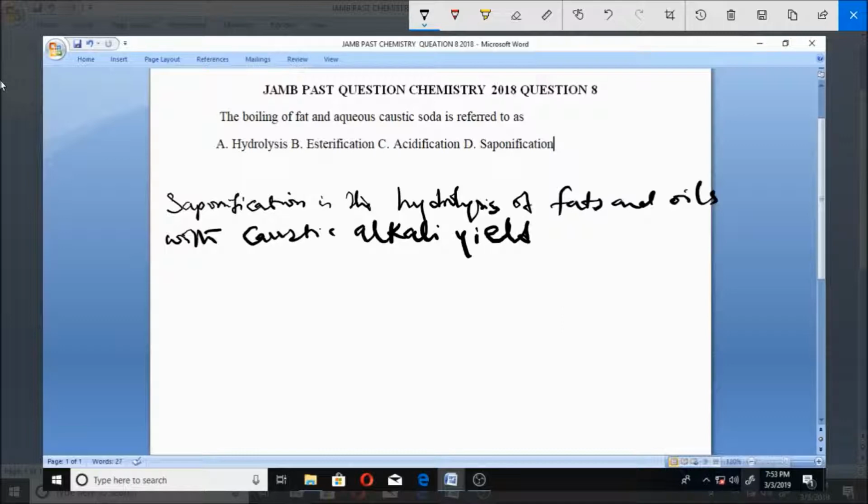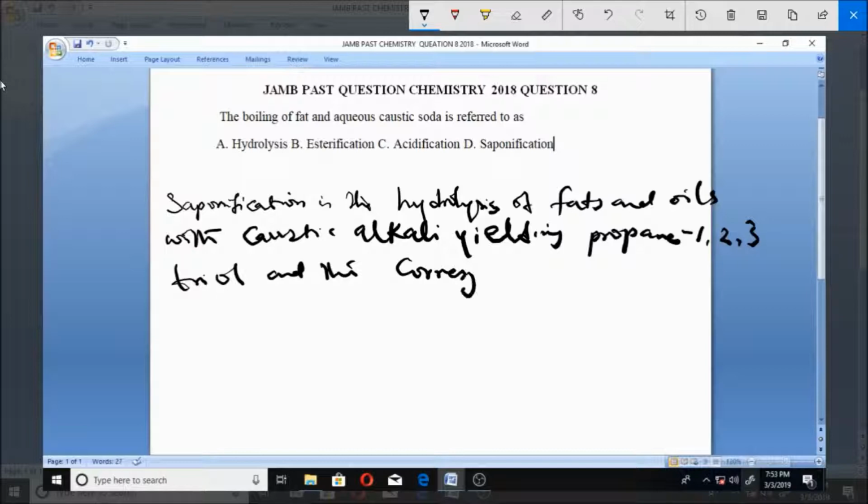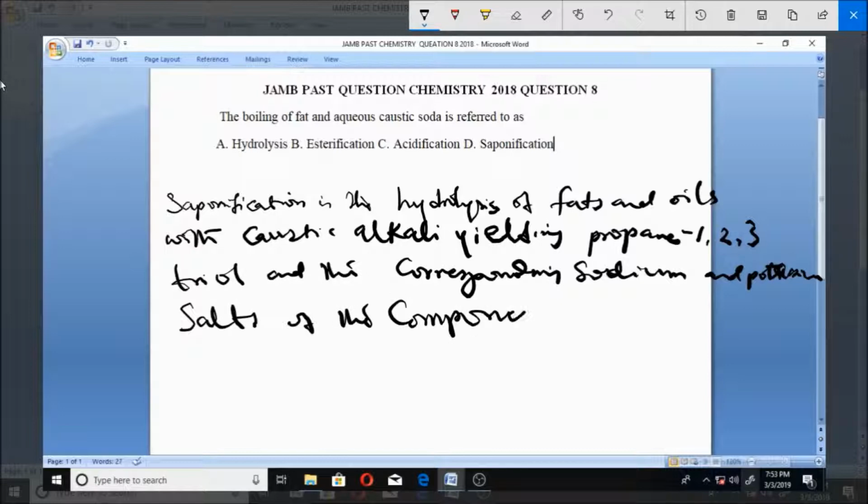Hydrolysis of fats and oil with caustic alkali, yielding or producing propane-1,2,3-triol and the corresponding sodium and potassium salts of the component fatty acids.